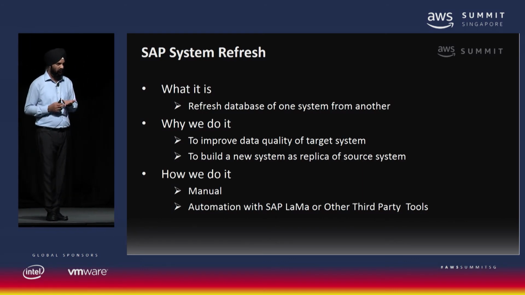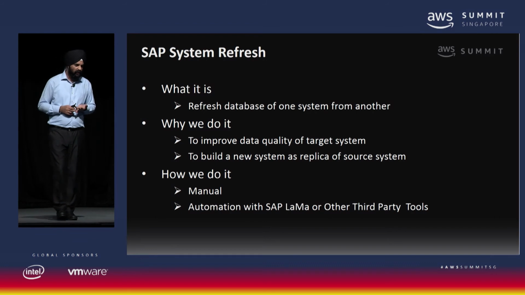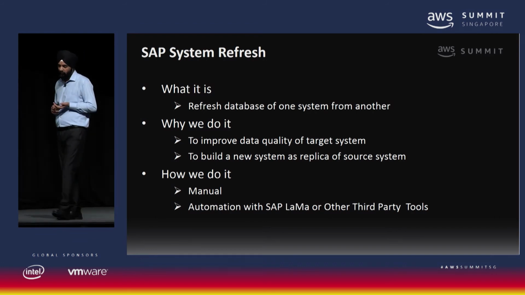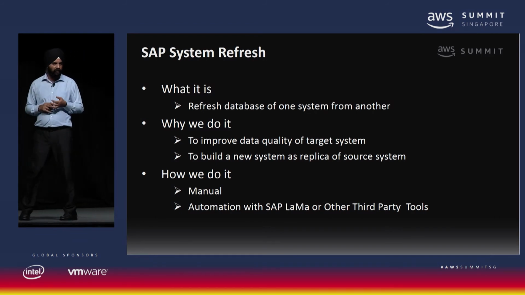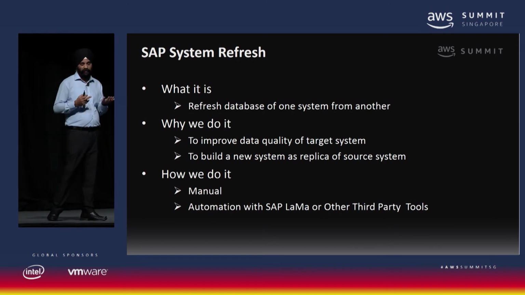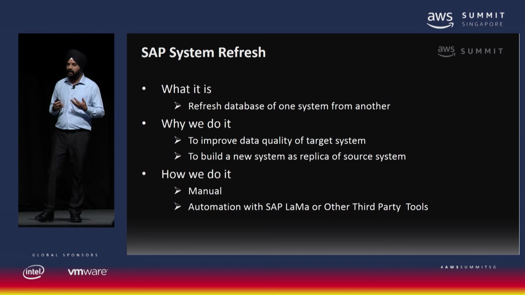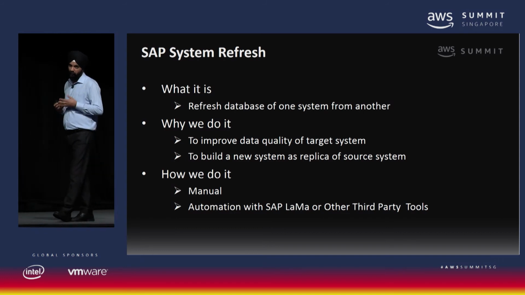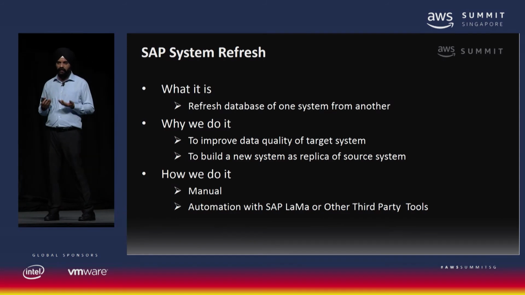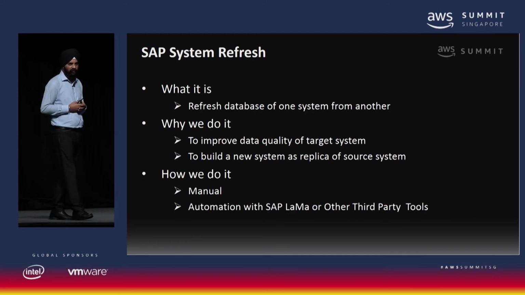Manual is, of course, a very tedious task. It does require quite a lot of manual steps. And for automation, there are tools available from SAP like SAP LaMa, and LaMa is basically Landscape Management. And then there are other tools from third-party providers that can be used to automate it, right? But of course, those tools come at additional cost as well as licensing requirements, and of course, you need some infrastructure to deploy them as well.